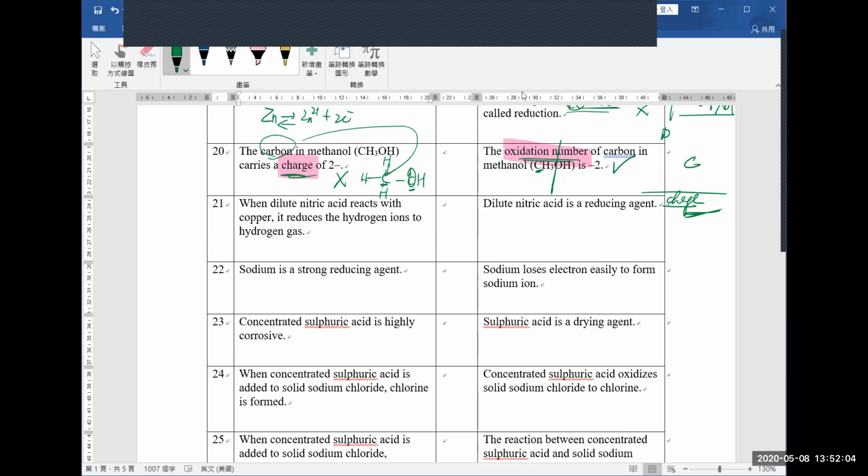The way to solve is very similar. OH, you treat it as -1 altogether. The remaining part is +1. And you are going to do it separately. You know carbon is -2, and hydrogen is +1, and you know it.